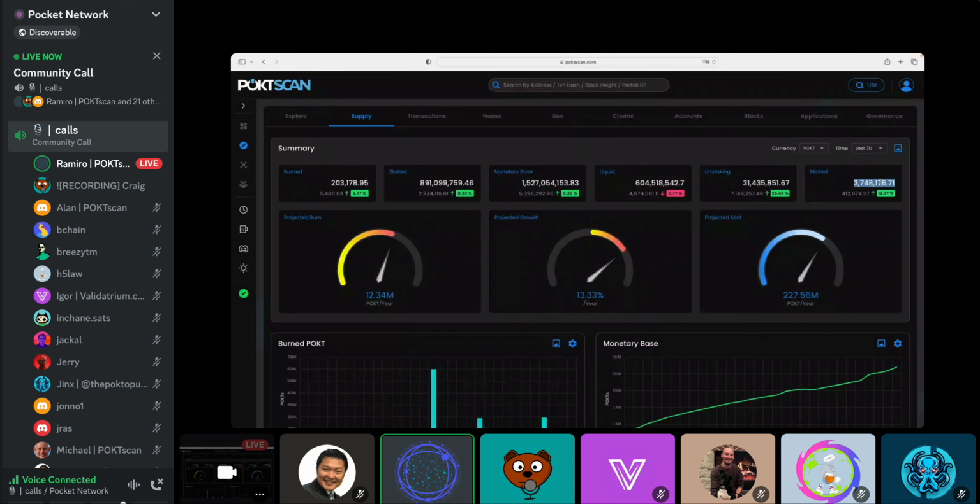And finally, we have the minted POKT. The minted POKT is all the POKT that's paid to node runners and validators through relays or validating blocks. You see that it's an increase of 12%, that it might be big, but this can vary a lot because we have this percentage.